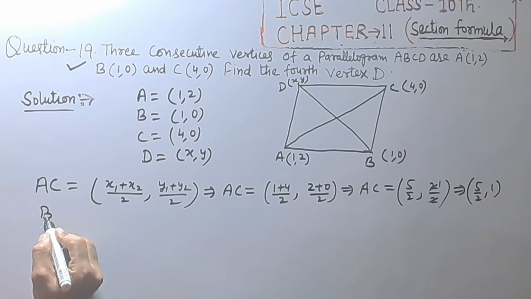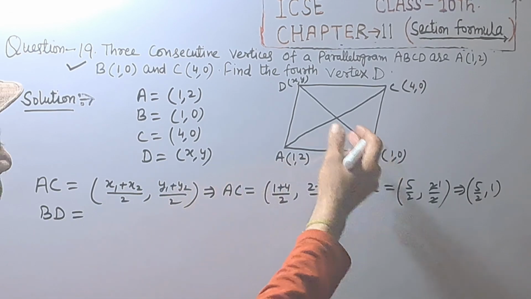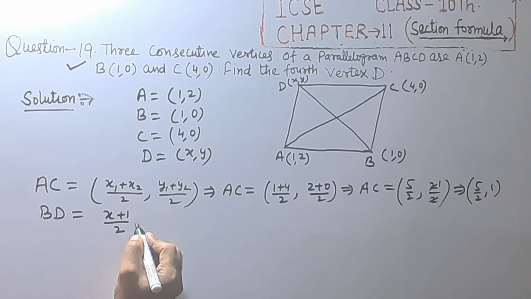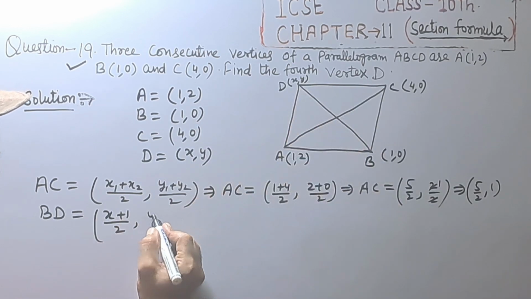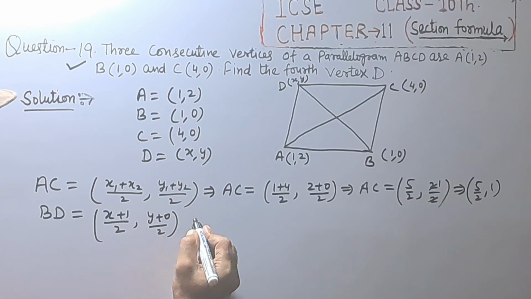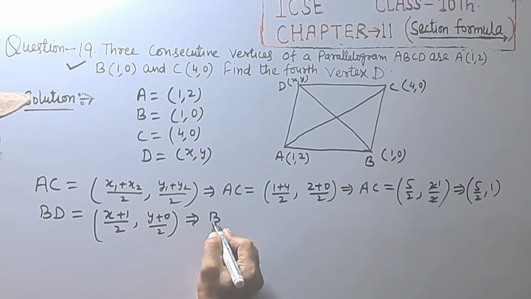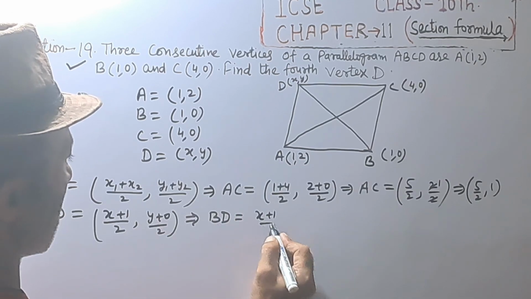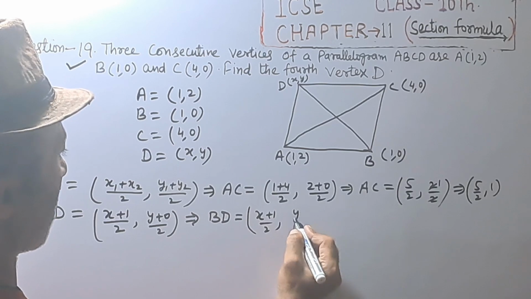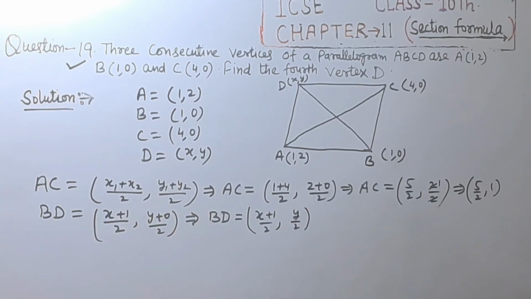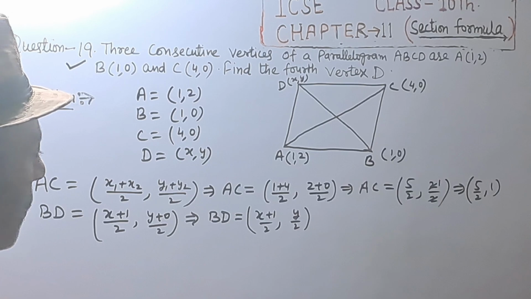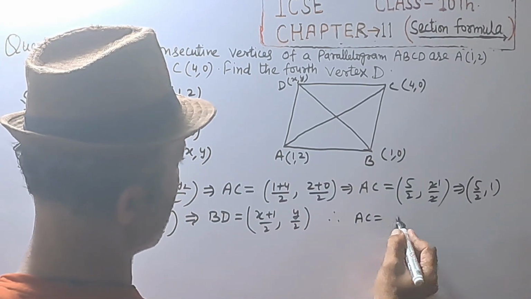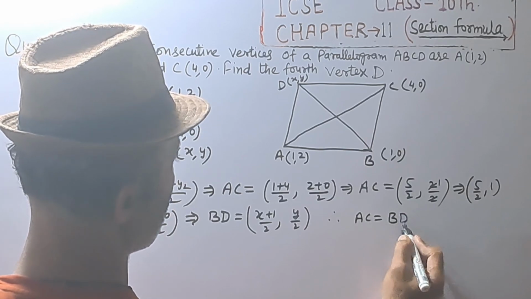And diagonal of BD, that is (x plus 1) upon 2, (y plus 0) upon 2, which implies BD is equal to (x plus 1) upon 2, y upon 2. Y plus 0, that is equal to y upon 2. So diagonal of AC is equal to diagonal of BD.